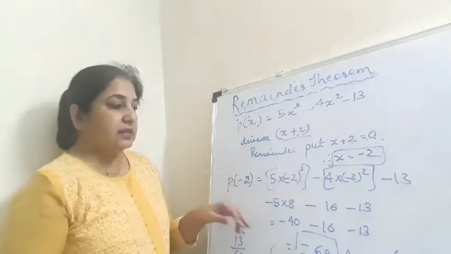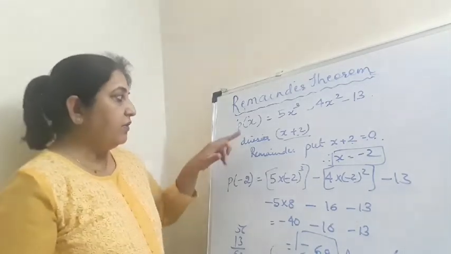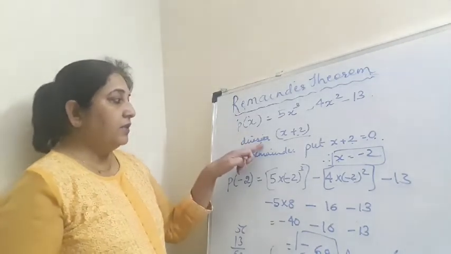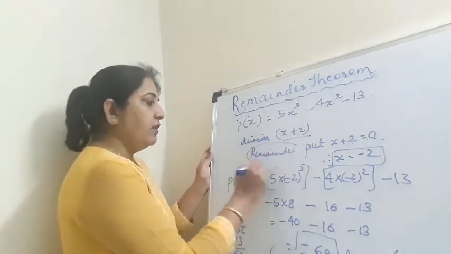Okay, so this is the remainder theorem method. What we have done is we have taken the polynomial in which the divisor is given, and we have to find the remainder.